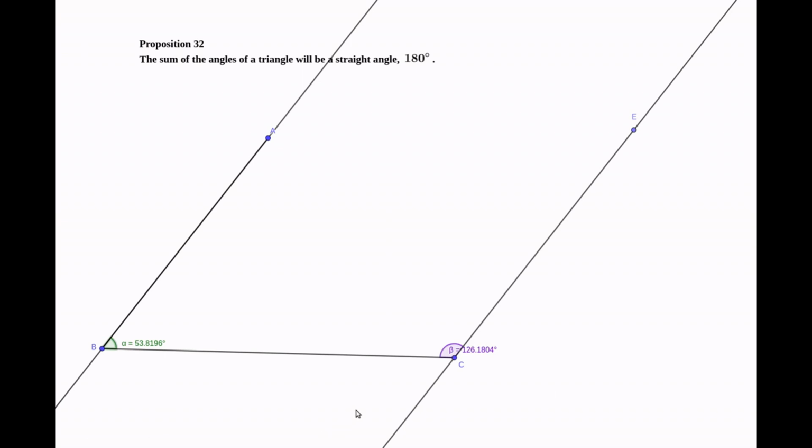And sure enough, if we look at the values in GeoGebra, we see that 126.1804 plus 53.8196 does give us 180 degrees.